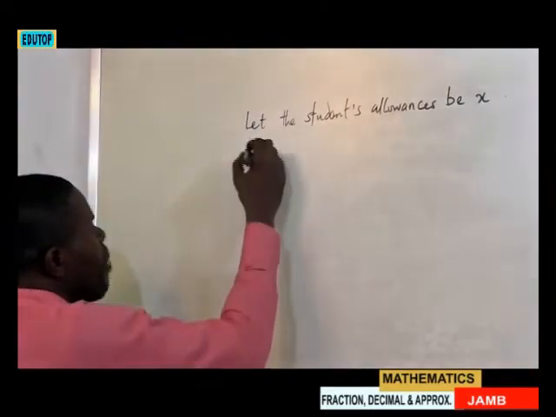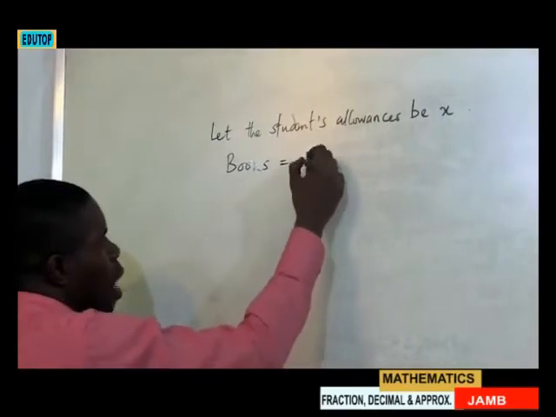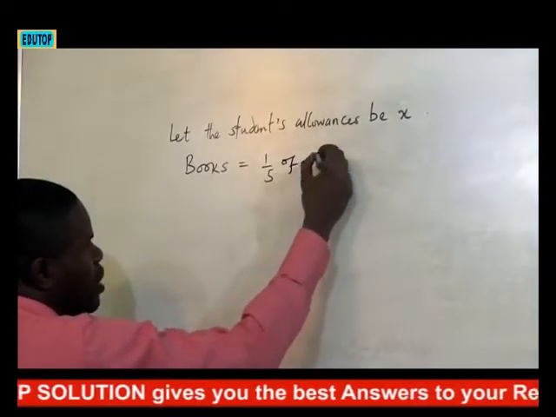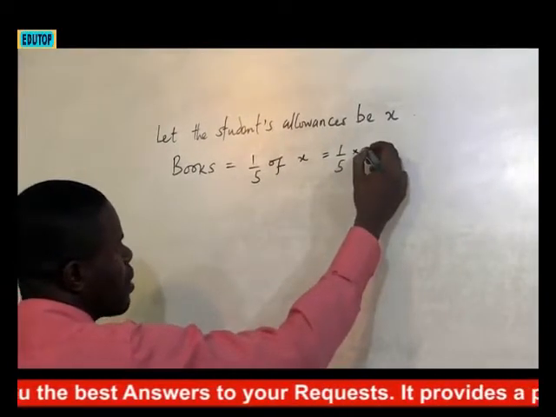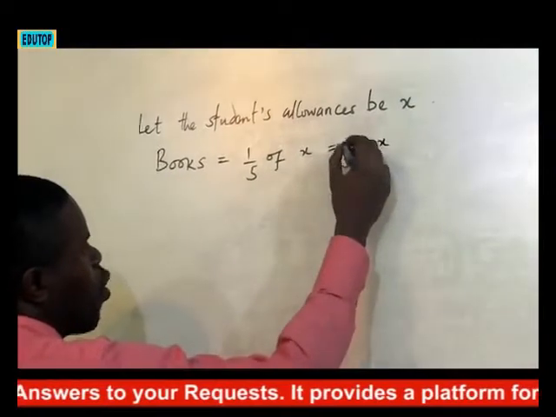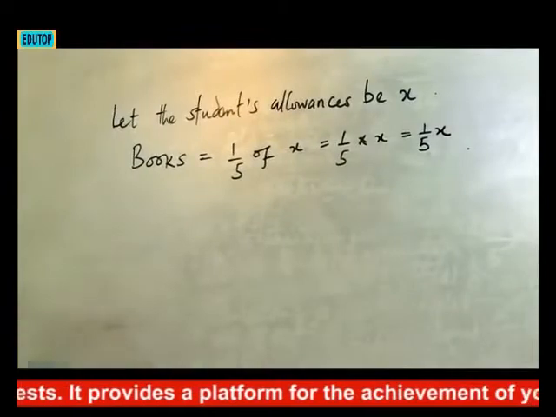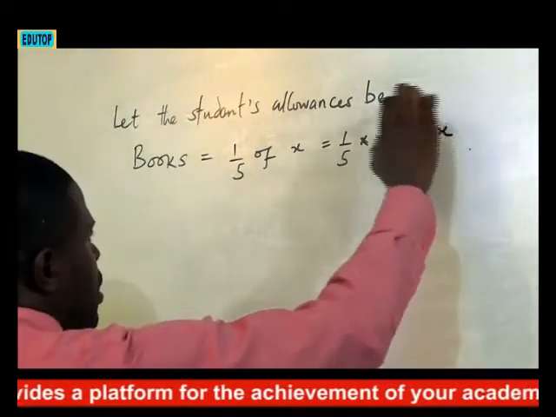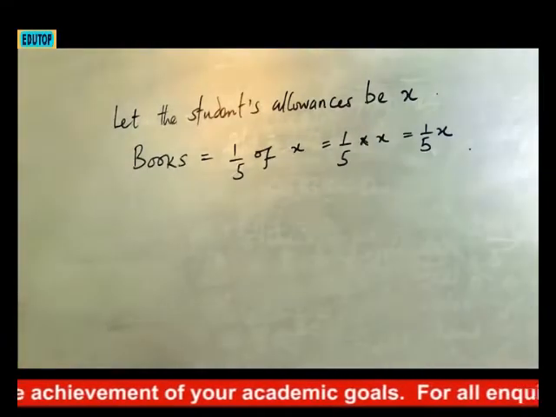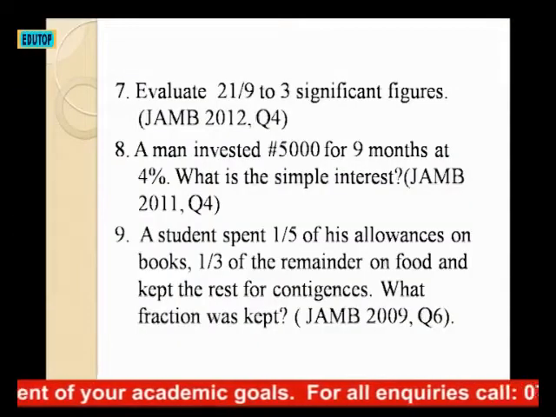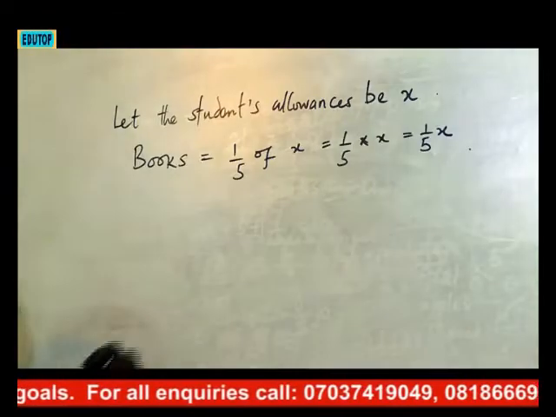So the amount spent on books is 1/5 of allowance, which is 1/5 times, often in mathematics "of" is times, X. So 1 times X, 1/5 X. So this is the fraction of the allowance that he spent on books. Then the question moves further and tells us that 1/3 of the remainder is spent on food. 1/3 of the remainder.